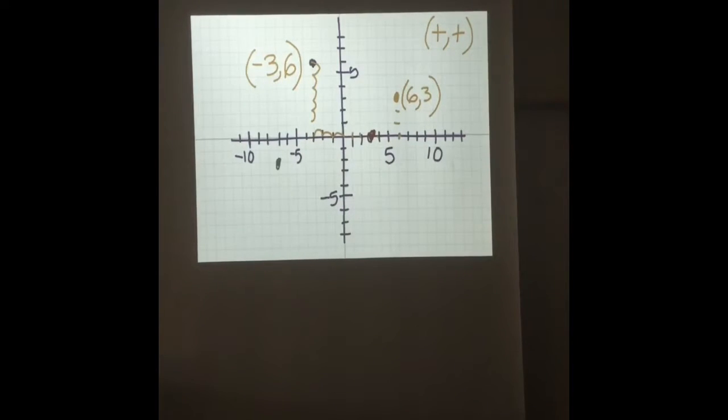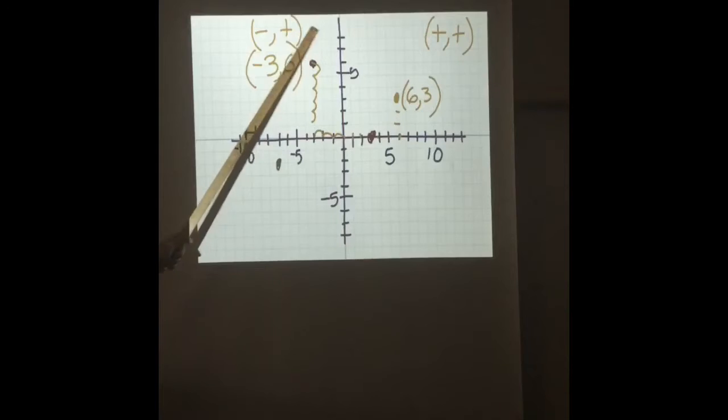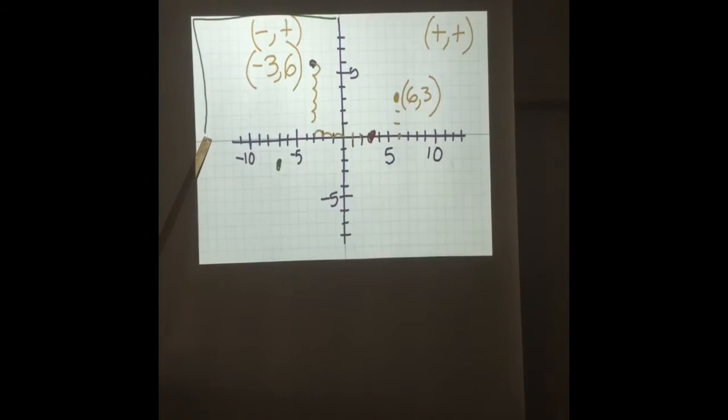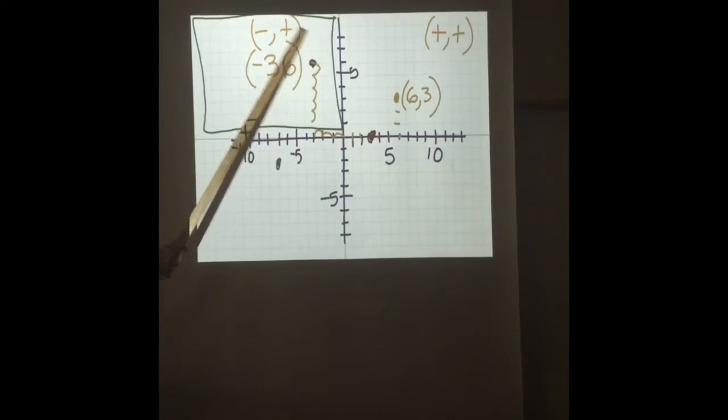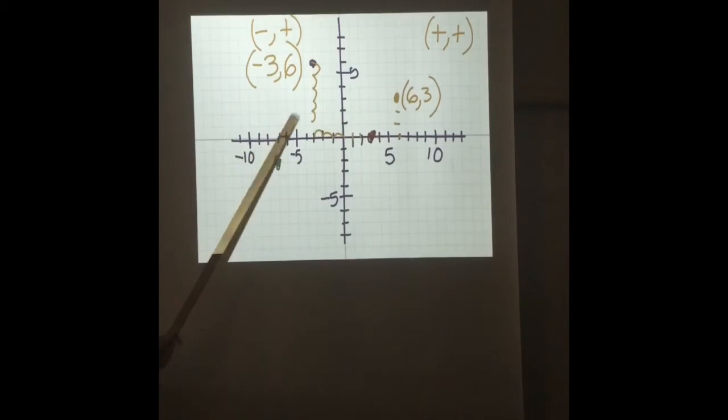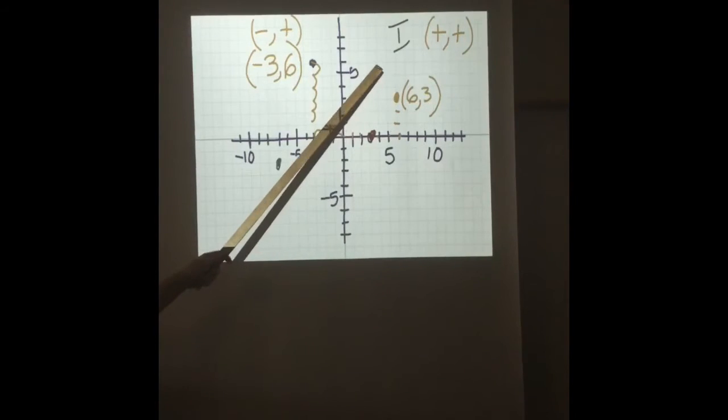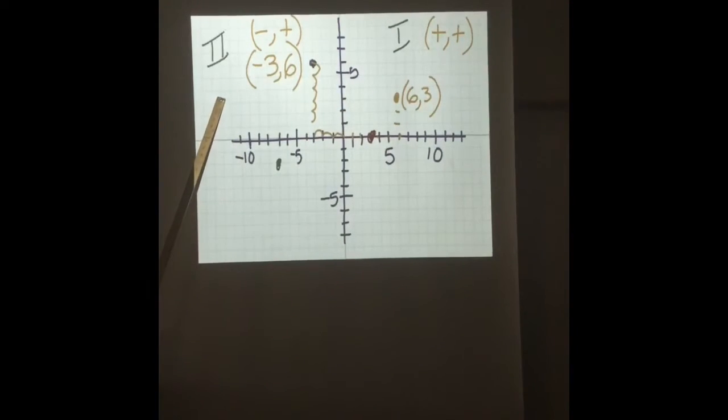Okay, so we have our negative, comma, positive. That's what this area is. So this whole area here is negative number first, then the positive number second. And this is called quadrant 2. This is quadrant 1. Remember, we're going clockwise. Quadrant 2. This is quadrant 3 down here. Remember? Okay, let's do the green one next, shall we?